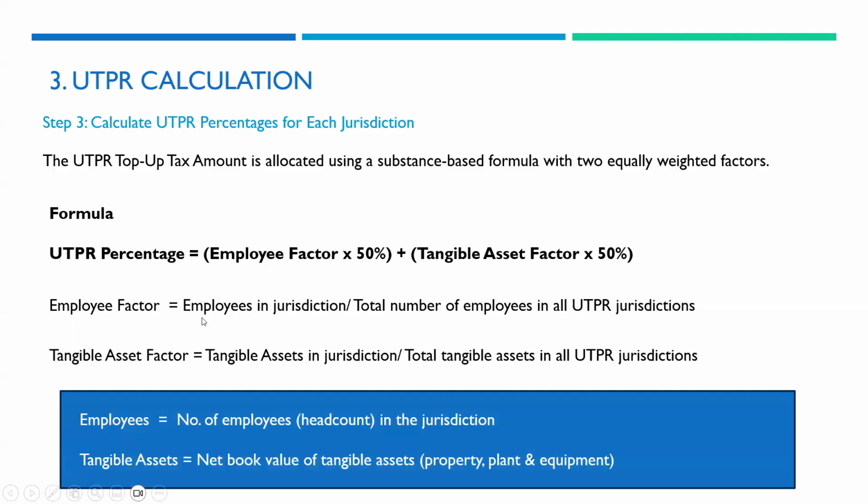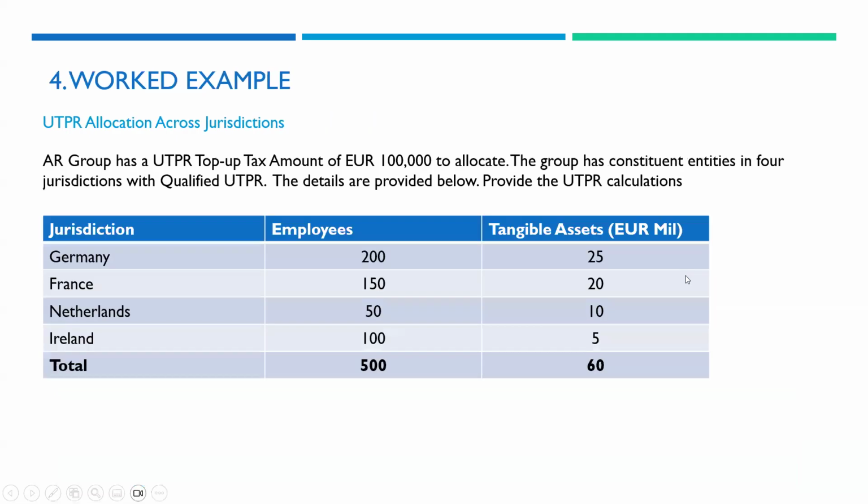Now, how do you find the number of employees? Employees in a jurisdiction is just the number of employees, the head count, and tangible assets is just the net book value of tangible assets: property, plant, and equipment, and other tangible assets. Again, you have to understand that these are tangible assets, so there won't be any goodwill, no financial assets, no other intangible assets. It's only tangible assets that you have to include. So that is how you would find the UTPR calculation.